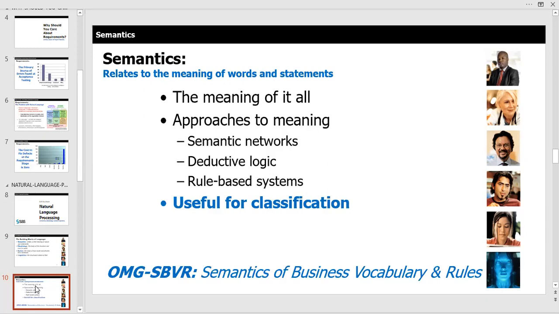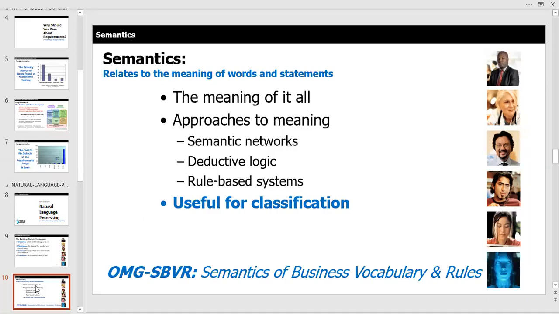Semantics relates to the meaning of words and statements, the meaning of it all. Approaches to meaning: semantic networks, deductive logic, rule-based systems, useful for classification. One of the next ones, we're going to be talking about the semantics of business vocabulary and rules. And as I presented in the last section on structured English, business rules drive decisions, and if the business rules aren't correctly interpreted, then the decisions are wrong, and it's a domino effect.